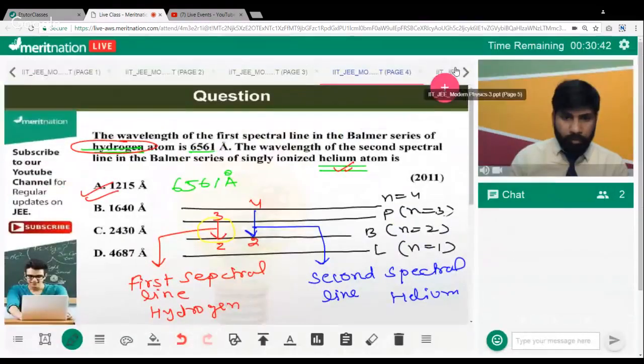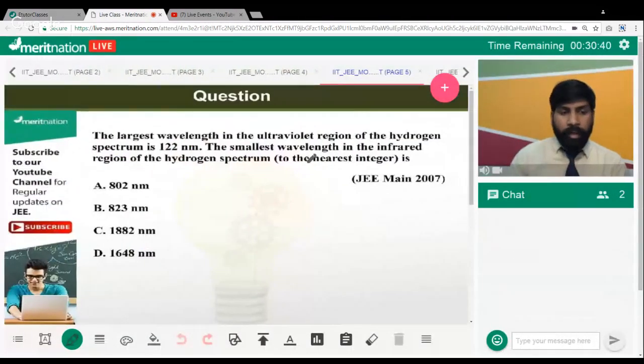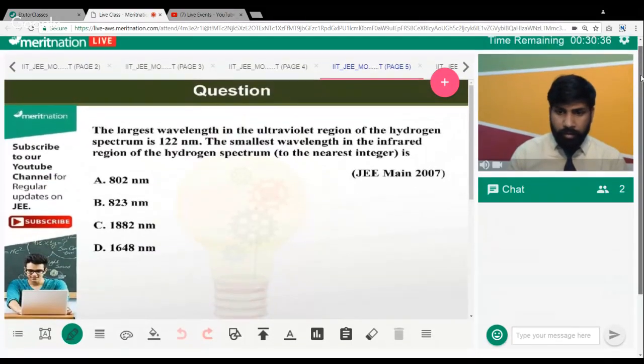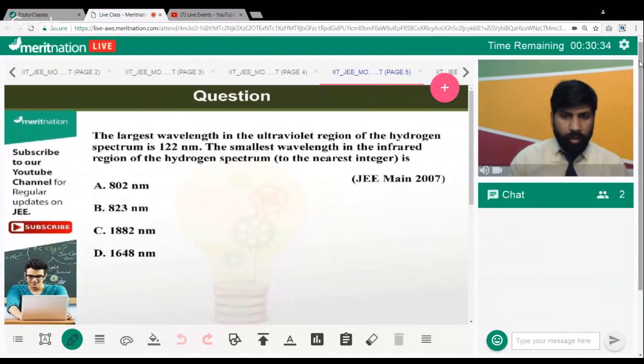Okay, so this one. Students, here you can see the largest wavelength in the ultraviolet region of the hydrogen spectrum is 122 nanometer. That's great. The smallest wavelength in the infrared region of the hydrogen spectrum is what? We need to find out the smallest wavelength here.